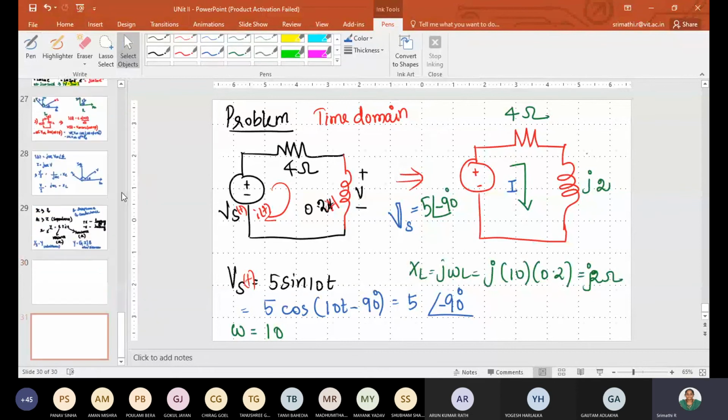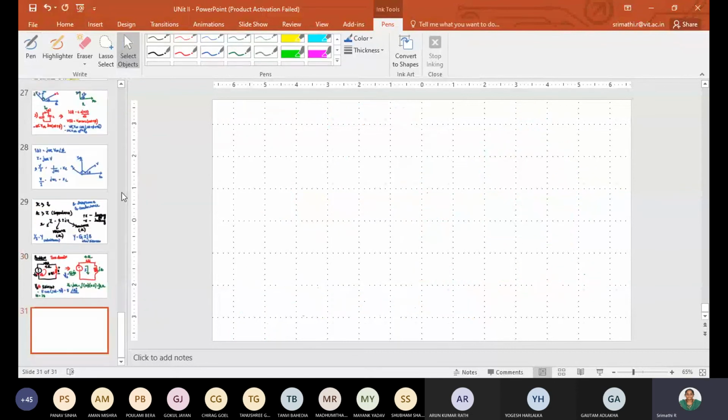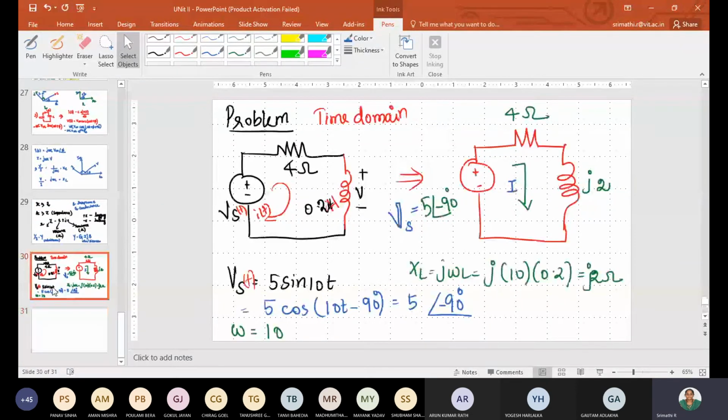Yes. So now it's a series circuit. When you have series elements, what will you be doing with the resistances? We'll add the resistances. Similarly, here you have series elements, you need to add. It is not resistance now, it is impedance. So it is 4 plus 2j.